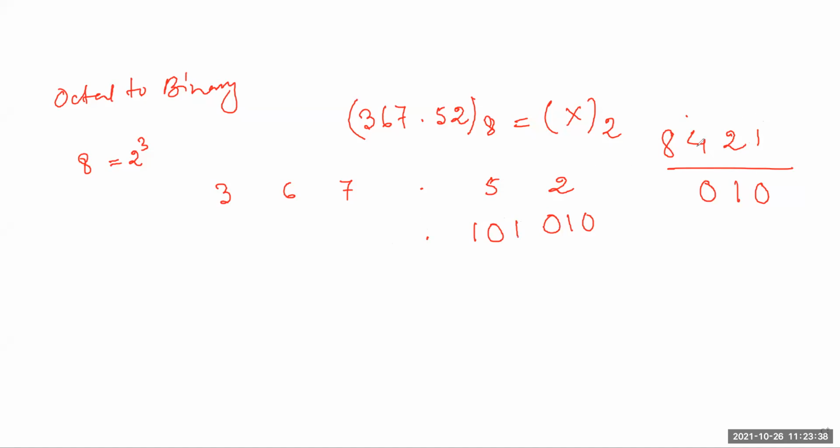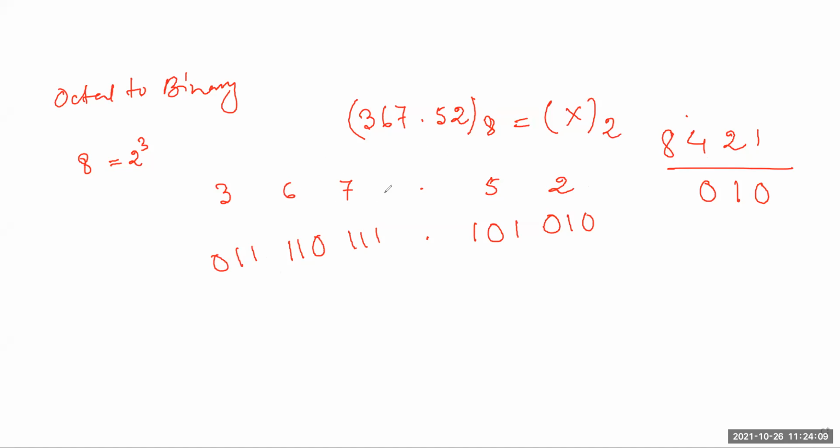7 means 4 plus 2 is 6, plus 1 is 7. So 7 means 1 1 1. 6 means 4 plus 2, so it is 1 1 0. And 3 means 2 plus 1, but we need 3 digits, so it is 0 1 1. So this is the octal value.